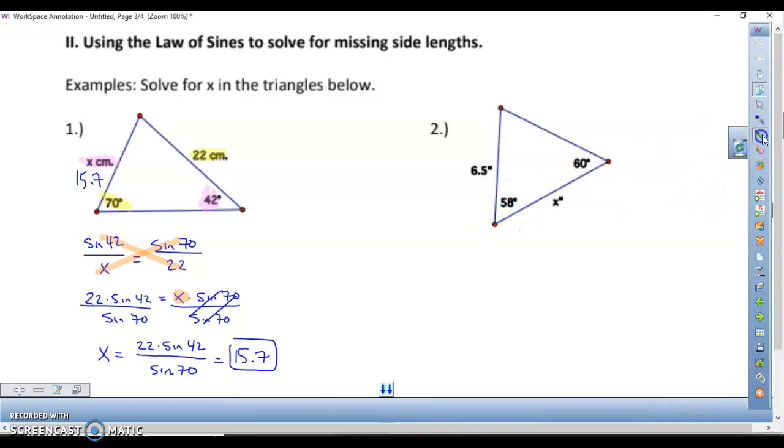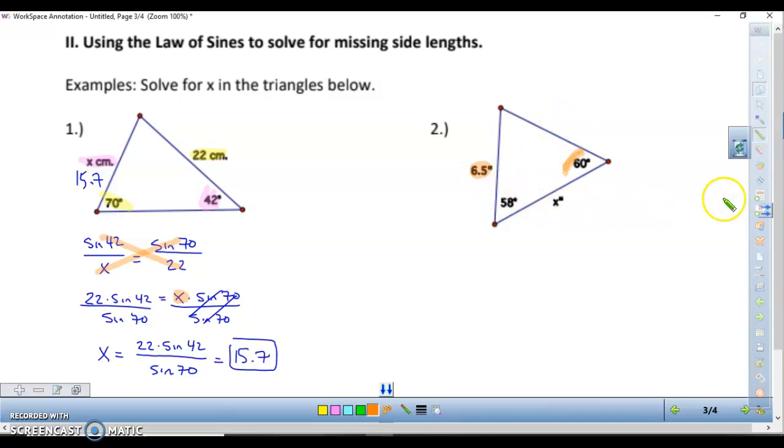So I've got this angle, 60 degrees, divided by this side. But here's the problem. Notice, in order to find x, I would need to know this angle, all right? But I don't have it, because remember, the relationship for law of sines is the angle and the side across from it. So I could find this side, because I have this angle, but that's not what I want.